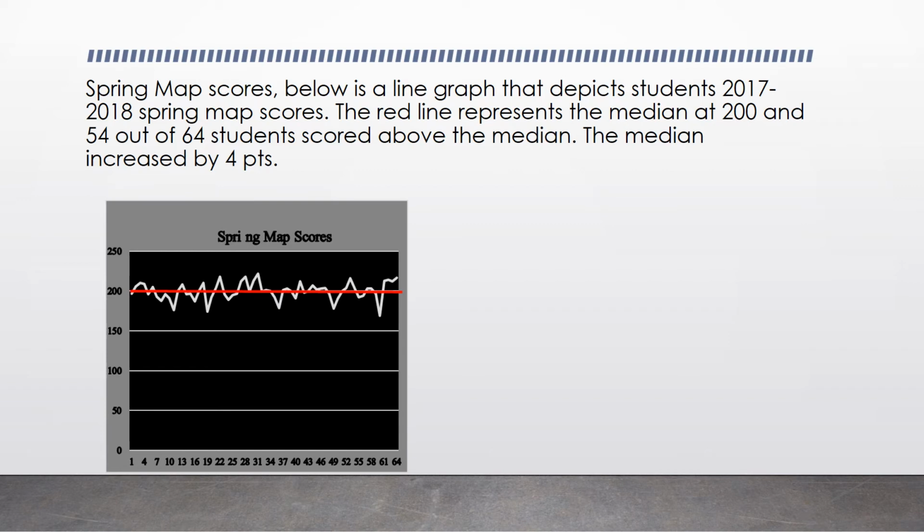Here is a table, a graph of my spring MAP scores. And right here again, the red line represents the median. My median had increased from 196 to 200, and this time 54 students out of 64 scored above the median. So we had an increase of 4 points, and 22 more students scored above the median.